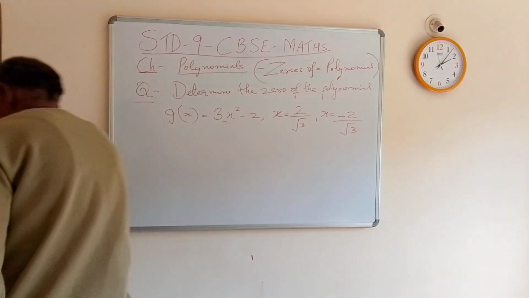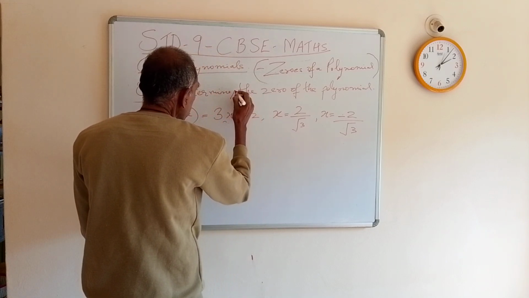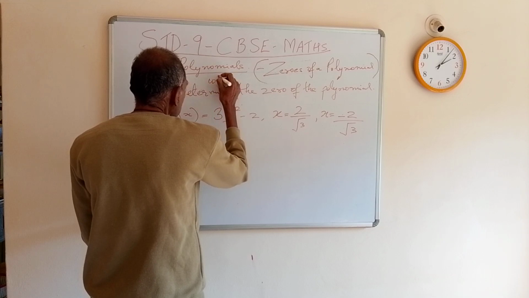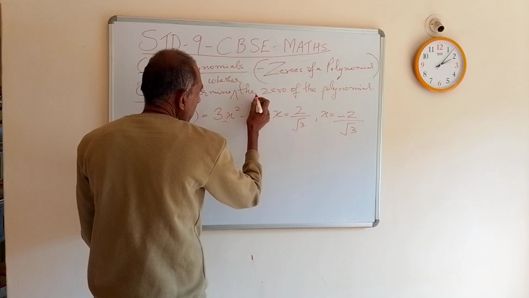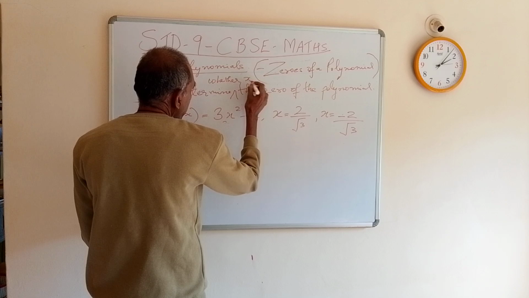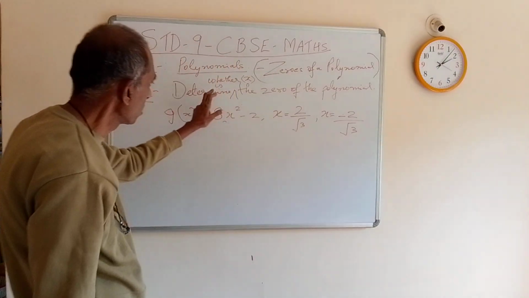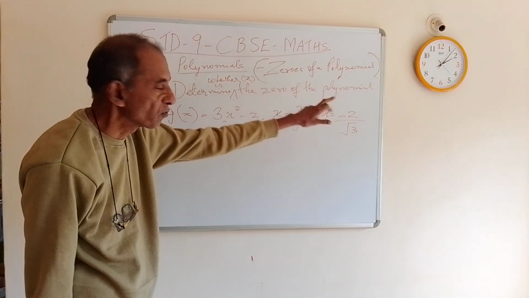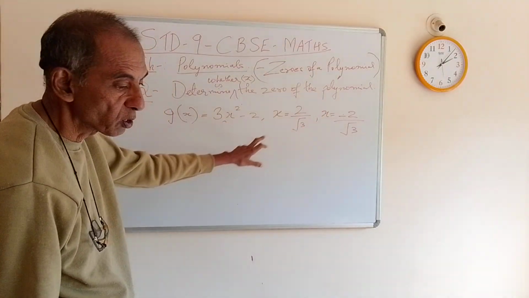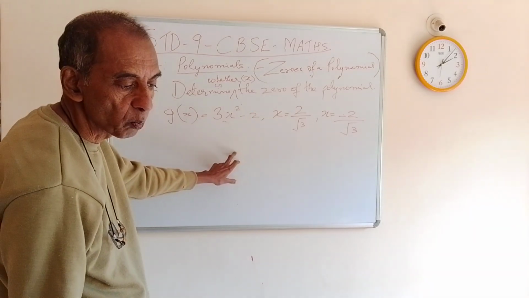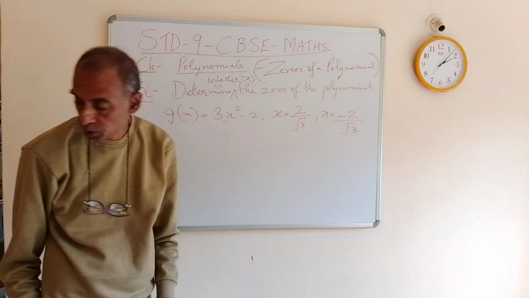The question is, determine whether, this should be whether, determine whether x is the zero of the polynomial. That is the question actually. So when we took the first value of x, we found that x is not a zero of the polynomial in this case. Determine whether x is the zero of the polynomial. That should be the actual question.